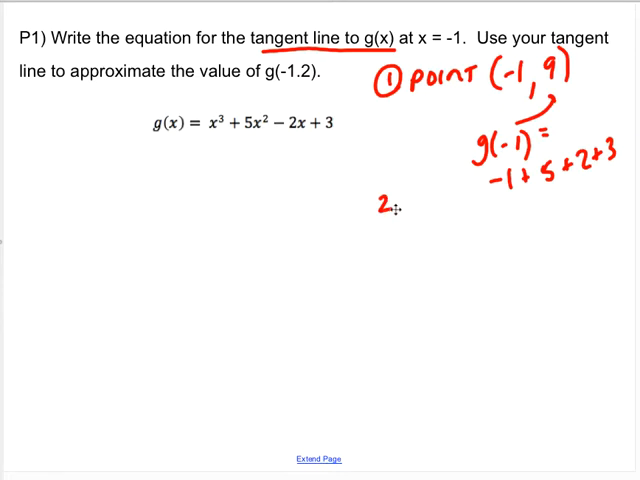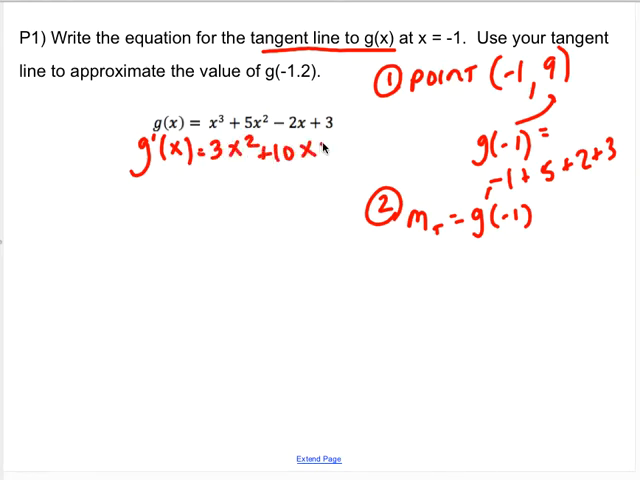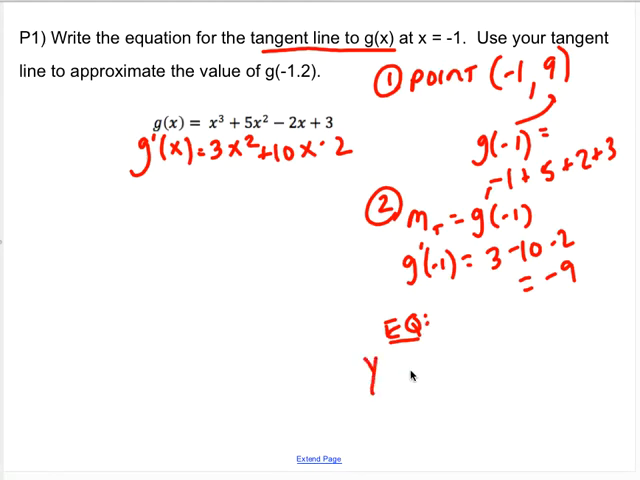Right? Second thing I'm going to need is a slope. My tangent slope is going to be g prime of -1, so I need to find g prime real quick. So g prime of x is going to be 3x squared plus 10x minus 2, which means that g prime of -1 is going to be 3 minus 10 minus 2, which seems to be -9. So my equation is going to be y minus the y value equals my slope, and then in parentheses, x minus the x value.